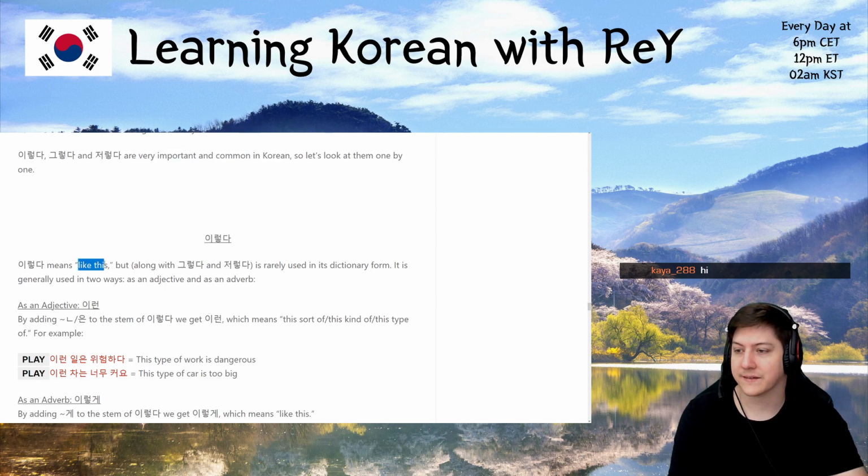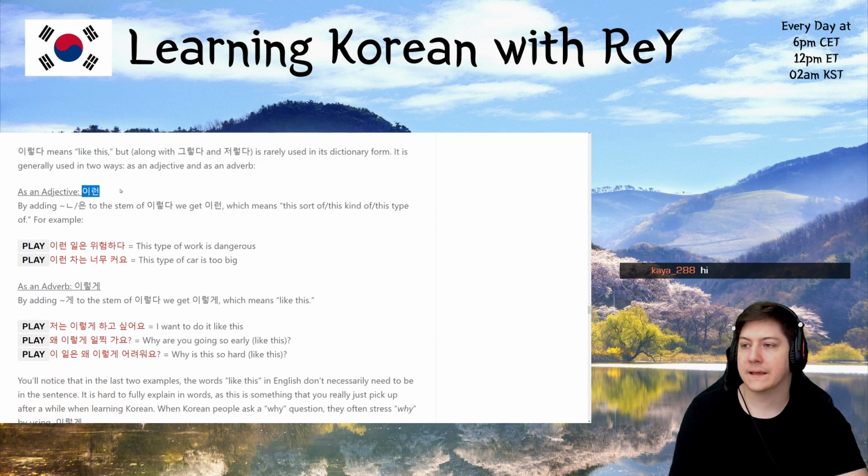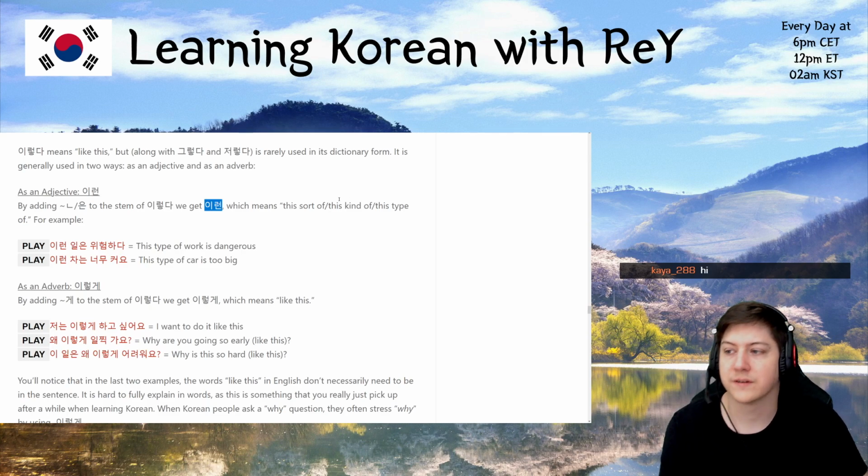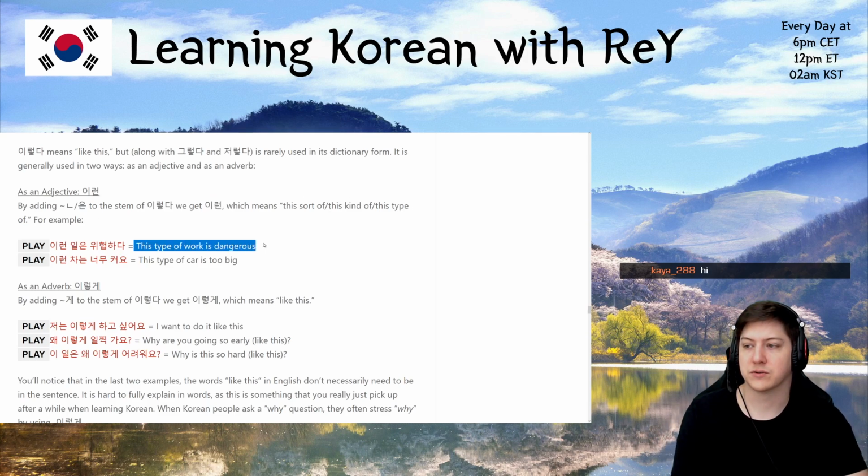Ireotta means like this, but is rarely used in its dictionary form. It is generally used in two ways, as an adjective and as an adverb. As an adjective, iran. Yeah, so that's what we learned yesterday about the H irregular. The H gets dropped when we add n or in. Exactly. So we get iran, and it means this type of work is dangerous.